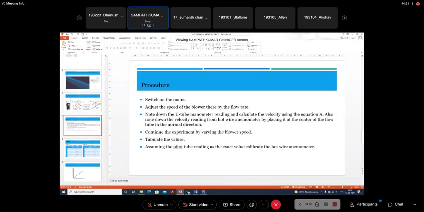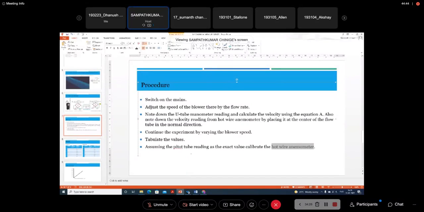And similarly, we are also finding the velocity with the hot wire anemometer by placing it exactly at the center of the flow in the normal direction. And for different flows, you will repeat the same thing, tabulate the values. We are assuming over here that the pitot tube is more accurate compared to the hot wire anemometer. Therefore, we are using it for calibrating the hot wire anemometer.